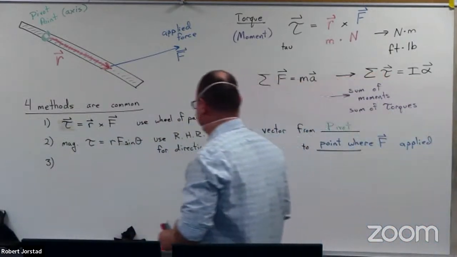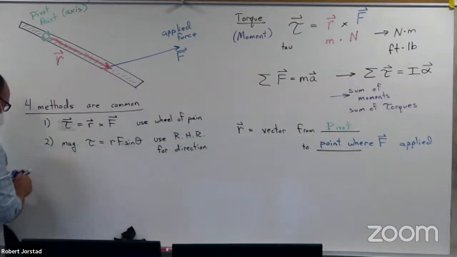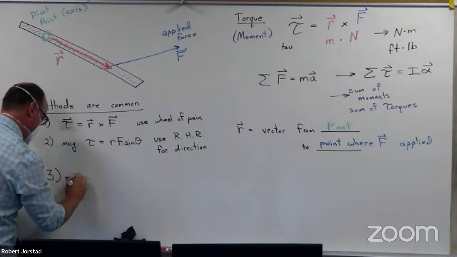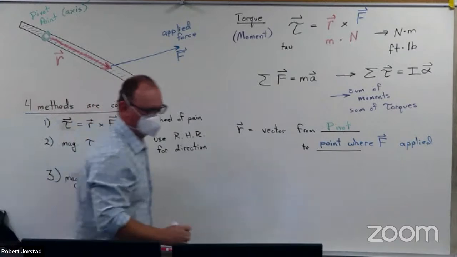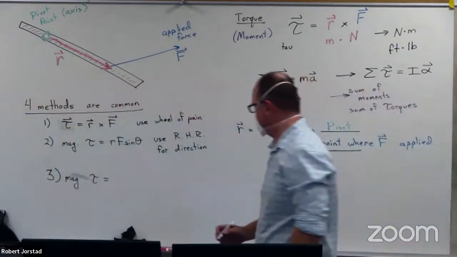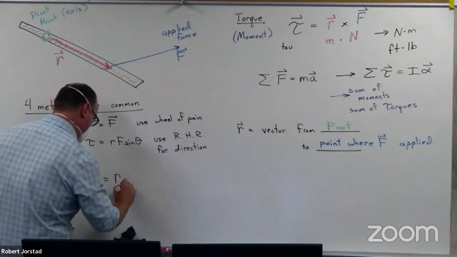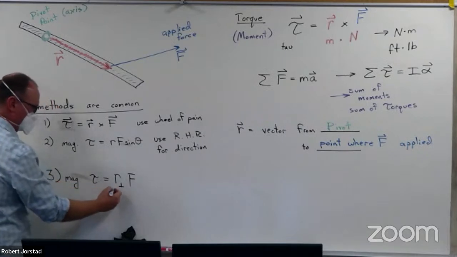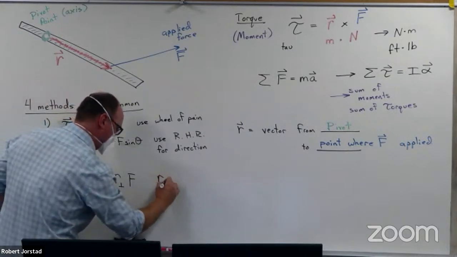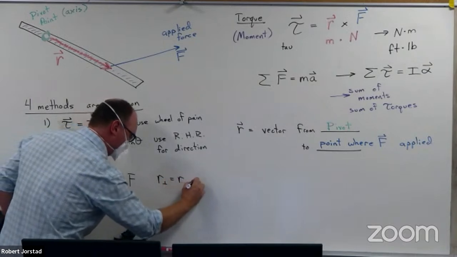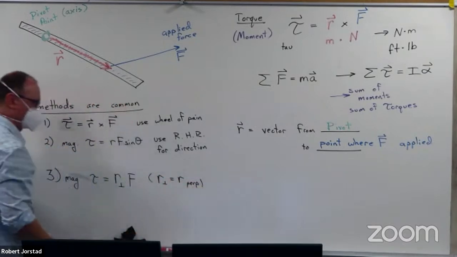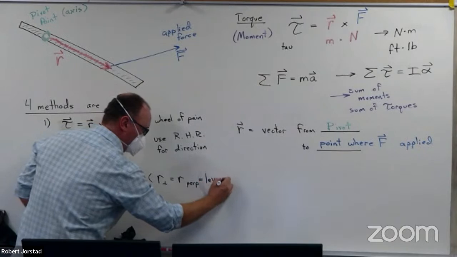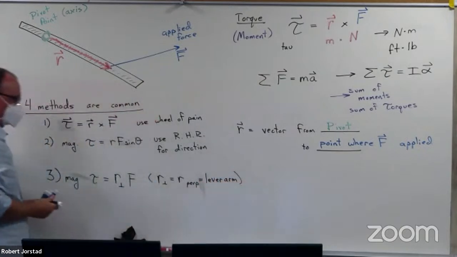You could use, for the magnitude, what did I say? R perp. So this is the perpendicular symbol. That means perpendicular. You say this R perp, or R perpendicular. Sometimes, maybe you've heard this before, that's called a lever arm. But I generally call it R perp.